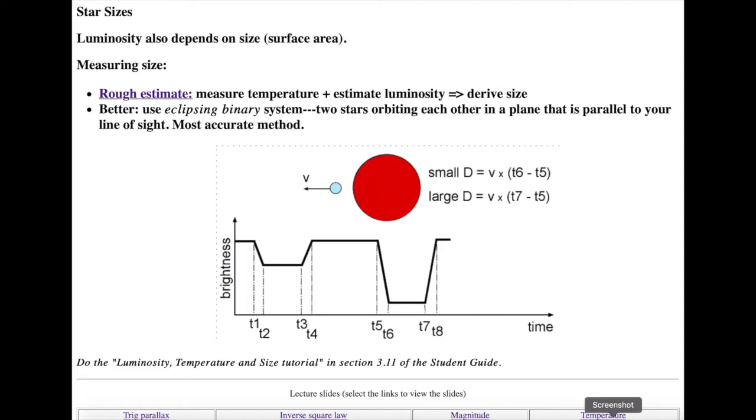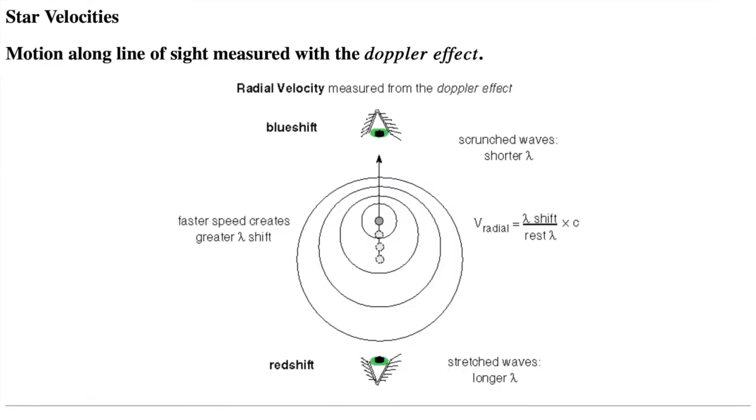Next slide. This slide shows a much more accurate way to get the size of a star. Use an eclipsing binary system, which is two stars orbiting each other in a plane that is parallel or along our line of sight. We'll see one star pass in front of the other star, partially or completely blocking its light. We time how long the eclipse takes, and if we know the speed of the stars in their orbit from the Doppler effect, we can get the diameter of the star, which is equal to the orbit speed multiplied by the eclipse time.